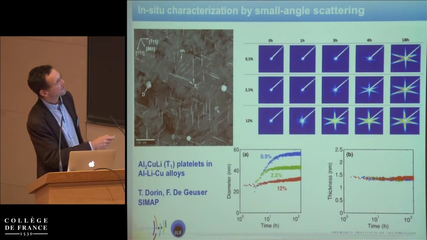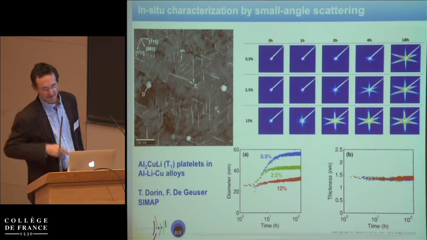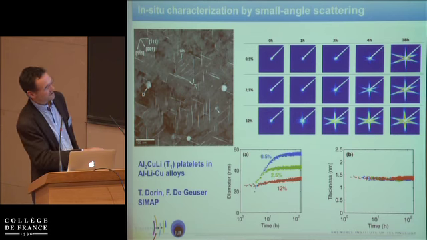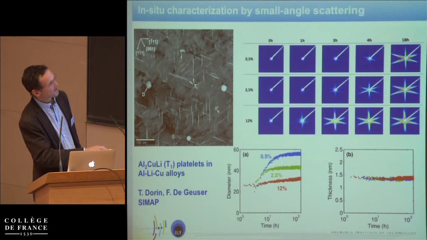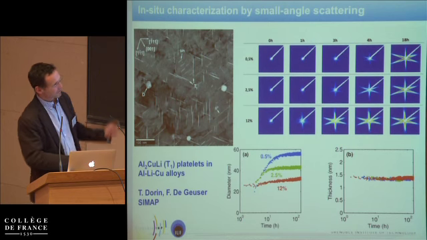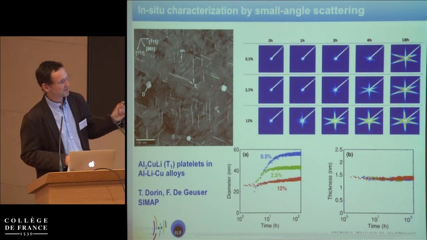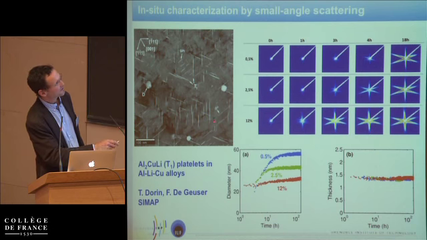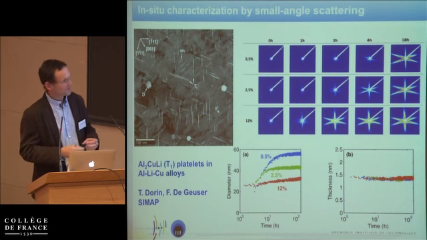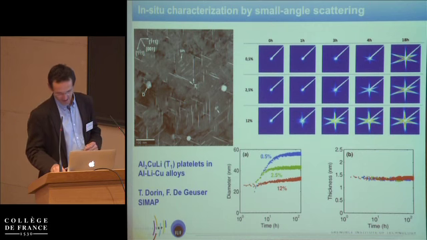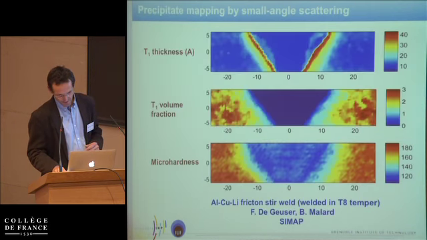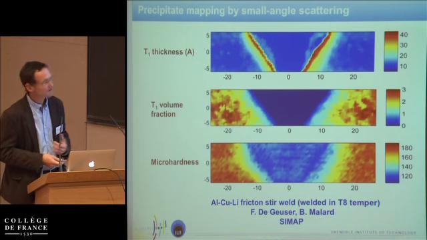And here, these kind of platelets like to nucleate on dislocations. So if you introduce different levels of deformation, then you get the same thickness. They're all between 1.2 and 1.3 nanometer in thickness, but different diameters because they are more or less numerous and grow to different sizes. And these, you can map that.